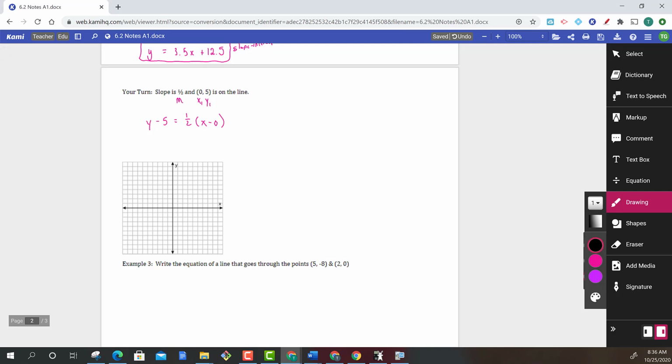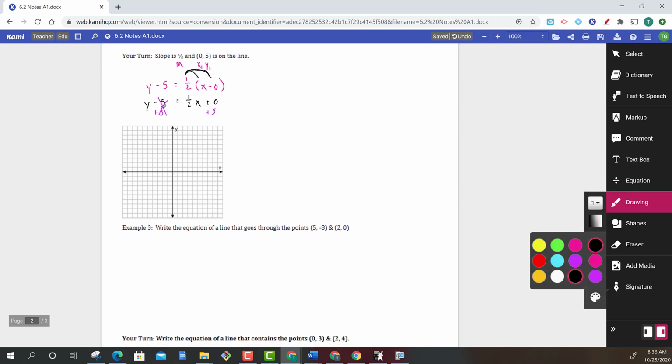The second part of the answer is distribute the 1/2. Of course, anything times 0 is 0, which you technically don't even really need to put that 0. But I'm going to, and that's because the last step is add 5 to both sides. And we get our equation, which is y equals, by itself, 1/2 x plus 5.